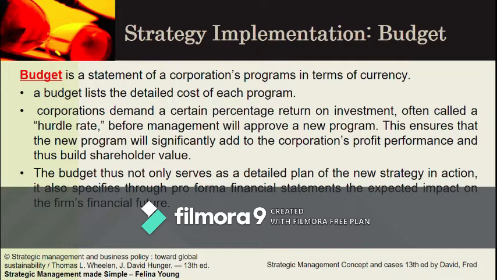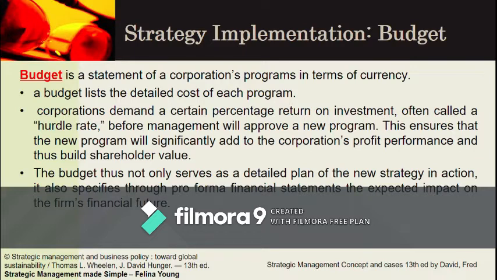A corporation demands a certain percentage return on investment, often called a hurdle rate, before management will approve a new program. This ensures that the new program will significantly add to the corporation's profit performance and thus build shareholder value. The budget thus not only serves as a detailed plan of the new strategy in action, it also specifies through pro forma financial statements the expected impact on the firm's financial future. So if you have a budget, why does the company approve your strategy and your implementation of your plan? Because the company knows that after implementation of this, they will get something out of it. It will improve their shareholders' value. It will add to the profit of the business.